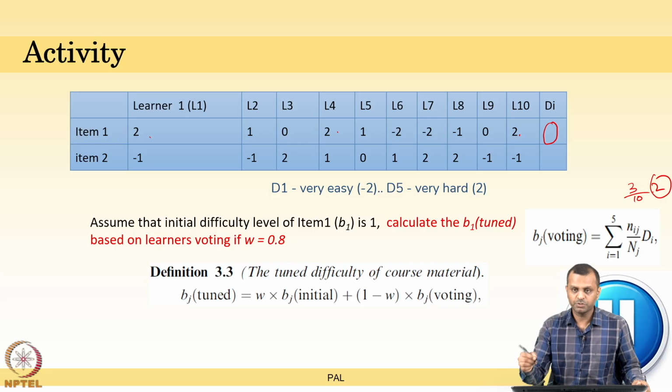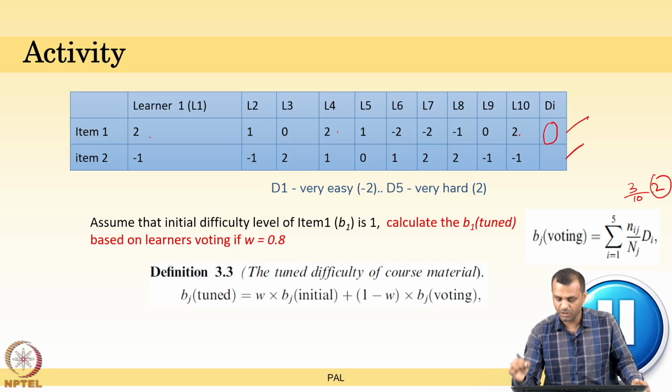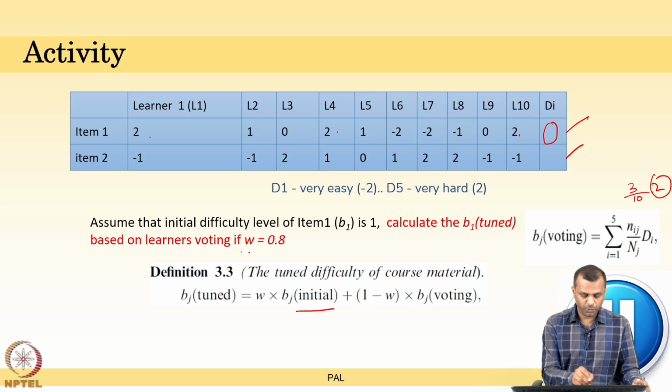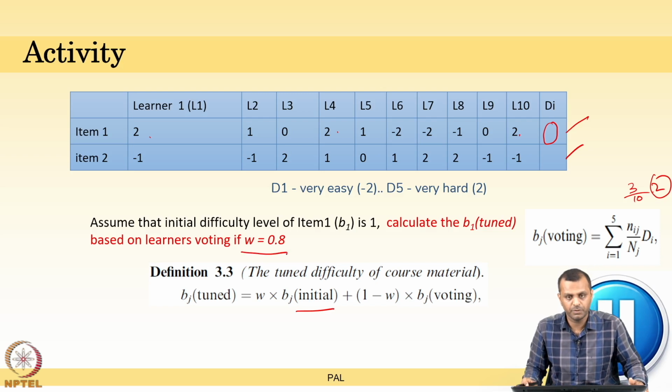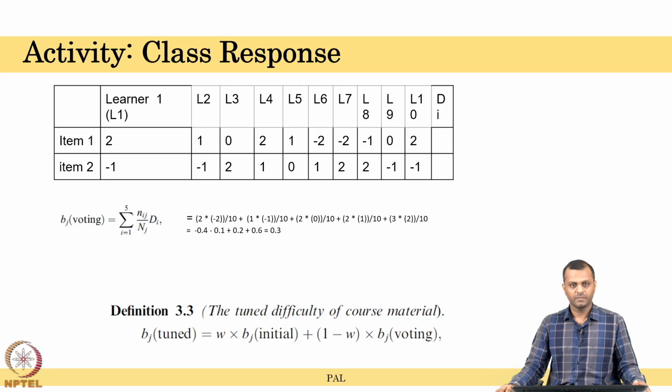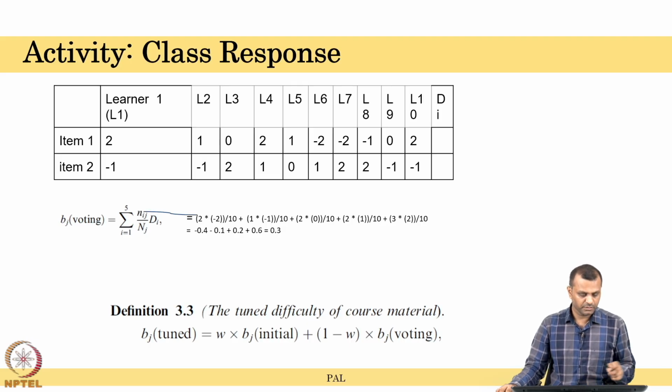compute it. I want you to compute the difficulty level of both items, item 1 and item 2. Consider the initial value is 1 for both items and the W is 0.8. I want you to pause the video and compute the difficulty level of these questions. I hope you did it. We just go through that.